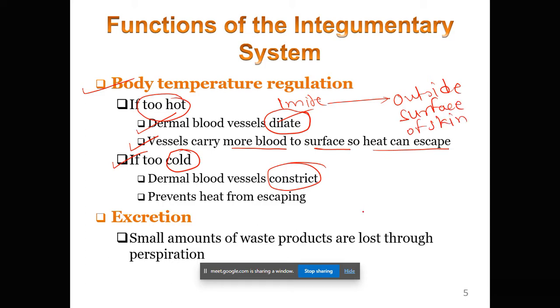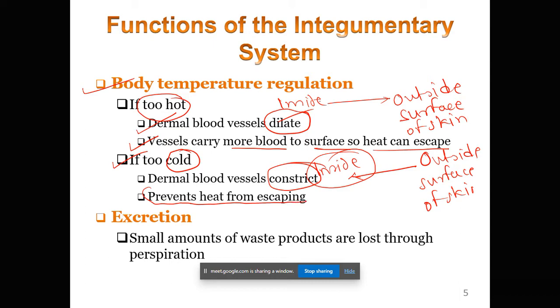In this condition, if the inside is too cold, the blood flow will be inwards, that is from the surface of the skin to the inside of the body. So it prevents heat from escaping, it doesn't allow heat to escape from the body. So in case of too cold a condition, it preserves the heat.